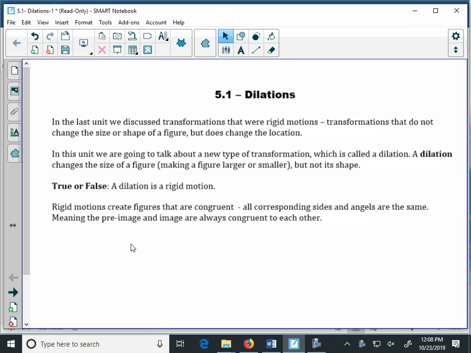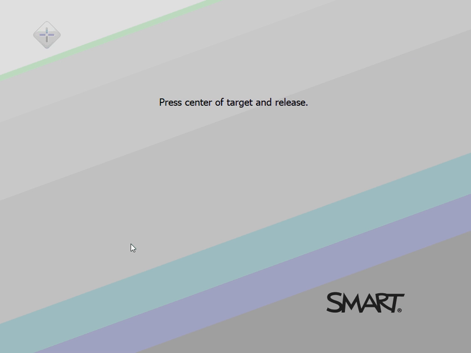This unit, we're going to talk about a new type of transformation, which is called a dilation. A dilation changes the size of a figure, so it makes it larger or smaller, but not its shape. Just changing its size. So based off that definition, true or false, a dilation is a rigid motion? False. Dilations change the size of a figure. Therefore, it is not a rigid motion.